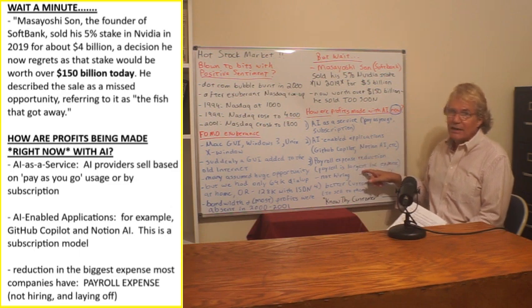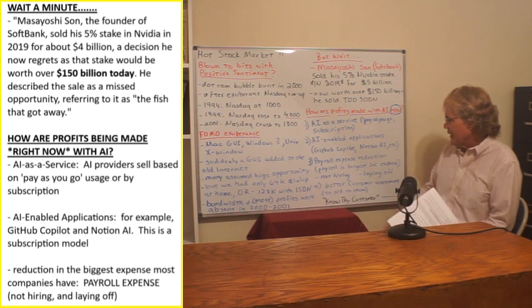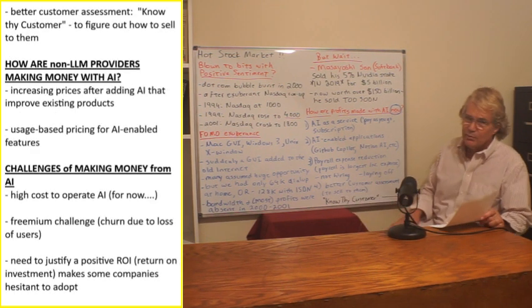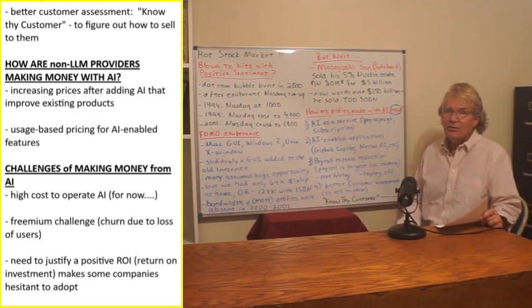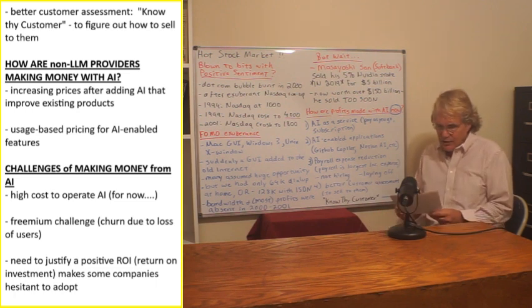A reduction in the payroll expense, which is the biggest expense for almost all companies. Okay, another way companies are profiting, they're getting to know their customer better in order to sell to them. Collecting data on how you use a company's web service, or however you interact with the company, they're tracking that and trying to figure out how to better sell to customers.